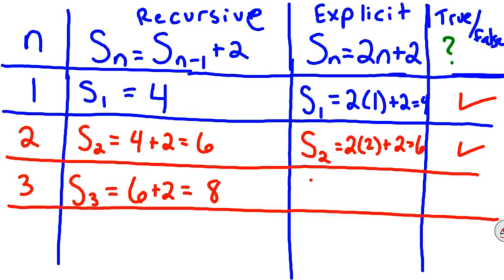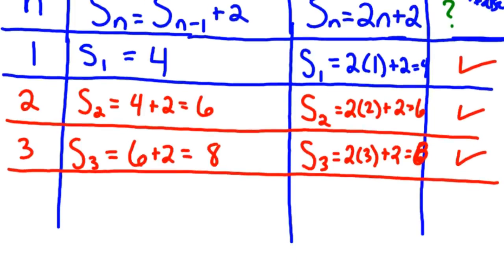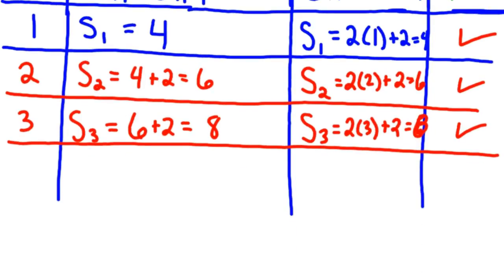And if you do it on the explicit side, 2 times 3 plus 2 is also equal to 8, not 6. So 6 plus 2 is 8. So there we go. We've shown it's true. Now imagine continuing this on and on and on forever.